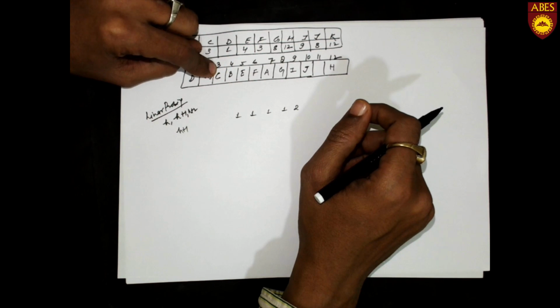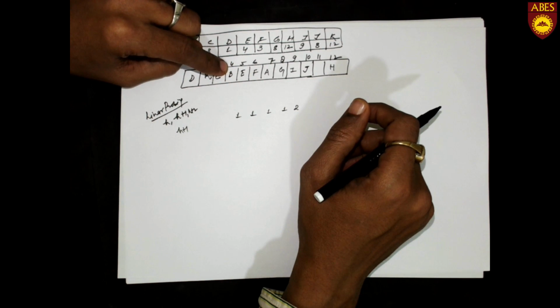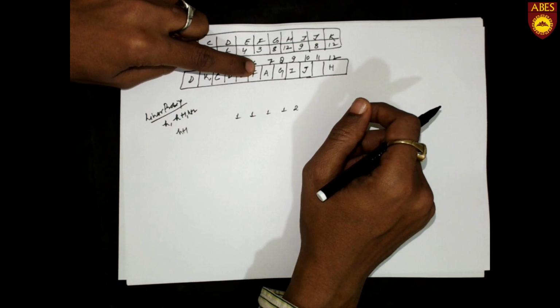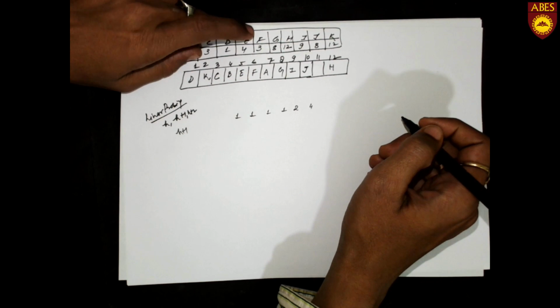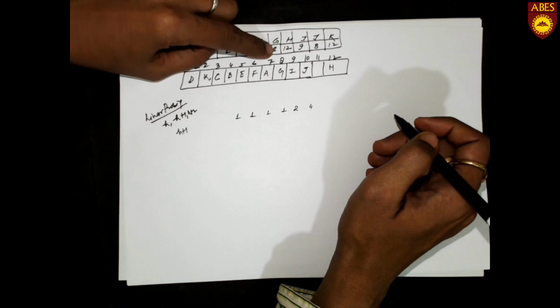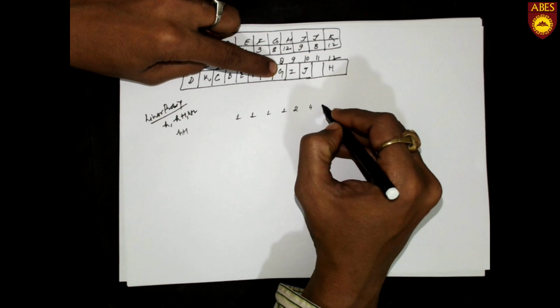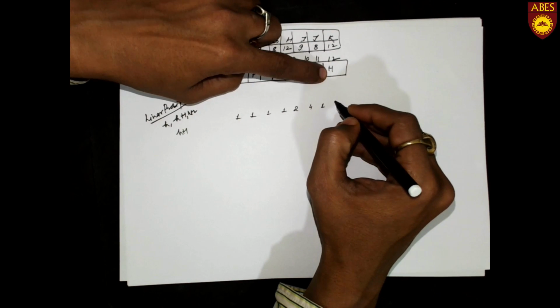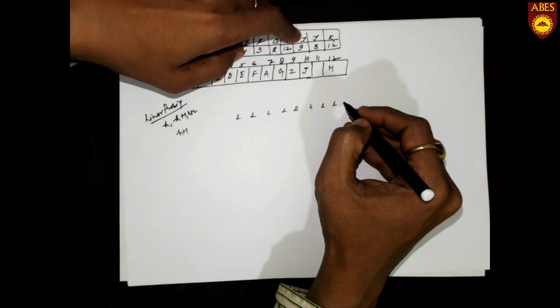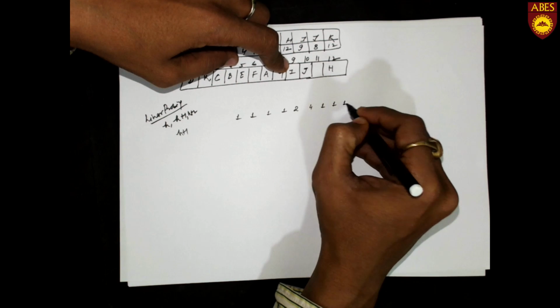Now for F, it has a location 3. 3 is busy. 4th location busy. 5th location busy. 6th location, yes, I have a F. So you required 4 comparison in this case. Now for G with 8, you go to 8th location, yes, G is found. So one comparison. H with 12, at 12 location, H is there, so one comparison. I with 9, one comparison.